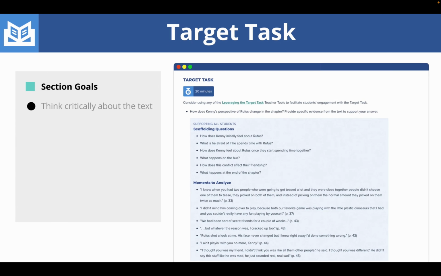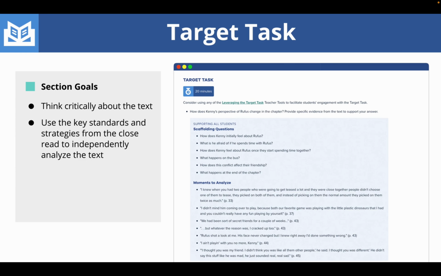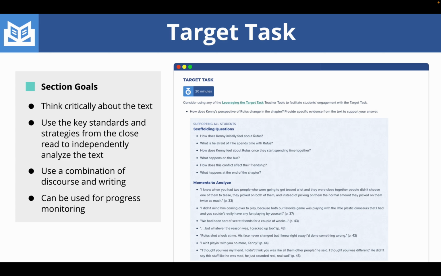This is when students are asked to think critically about the text. Students use what they learned and practiced during the close read to independently analyze the text and answer the target task question. Students can answer the question using a combination of academic discourse and writing, although students should be writing for a minimum of 15 minutes every day in order to build writing fluency. The target task questions can be used to monitor student progress, especially on standards and strategies students have practiced multiple times across the unit.